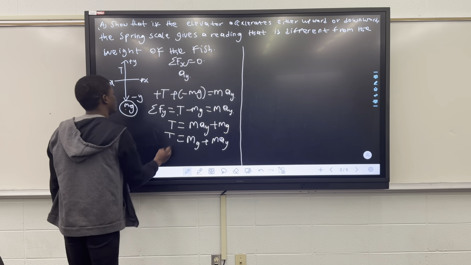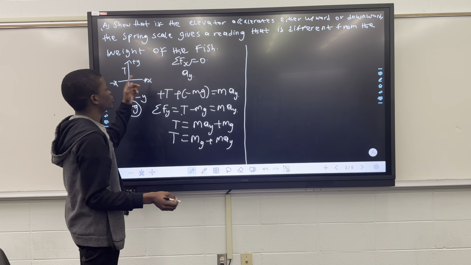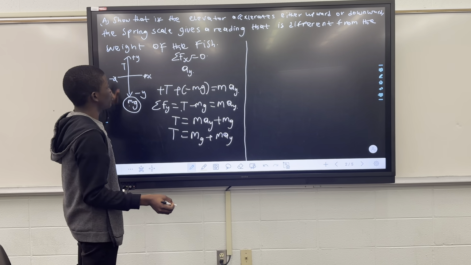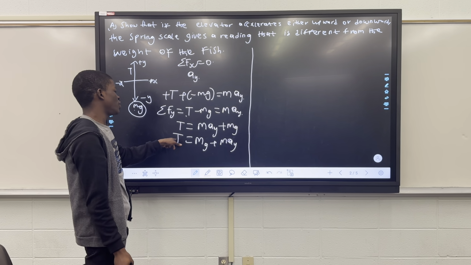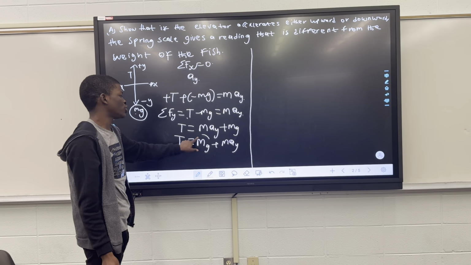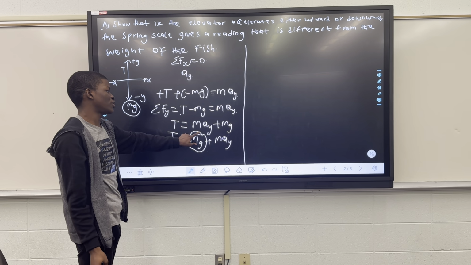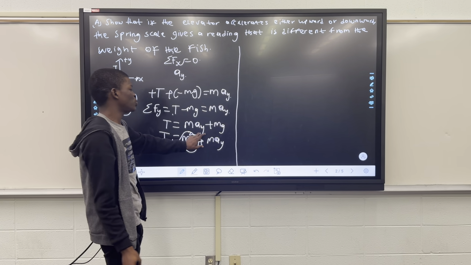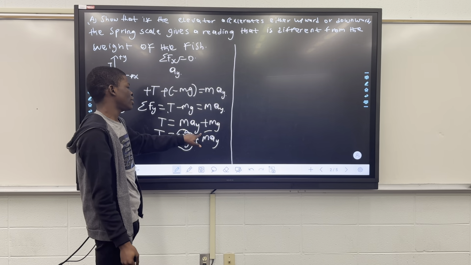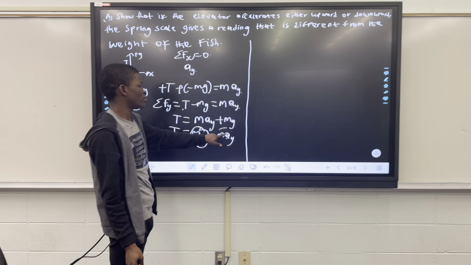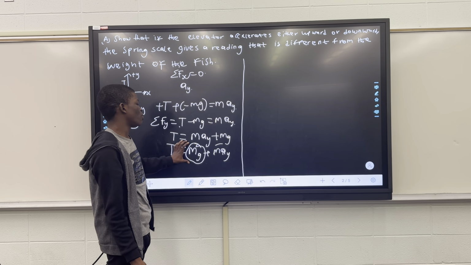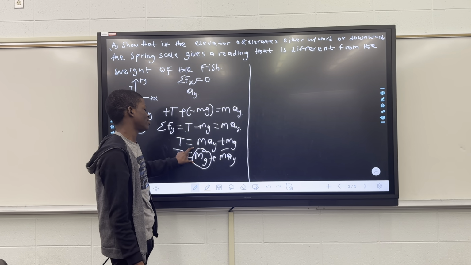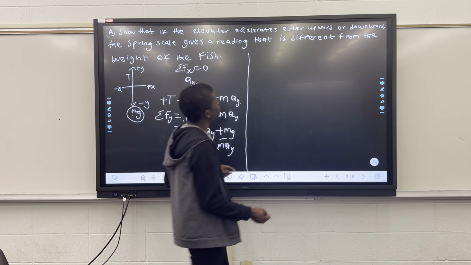And if the acceleration is positive, that's if the elevator is going upwards, you'll notice that the reading is going to be greater than the normal weight of the fish. This is the normal weight of the fish, and this will be the additional reading. Since this will be positive if it's going up, and the mass is also positive, the whole expression here will be bigger than just this one.